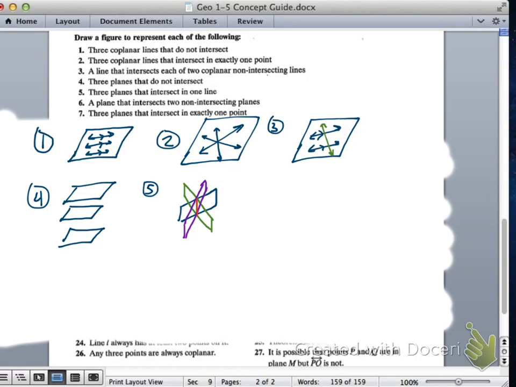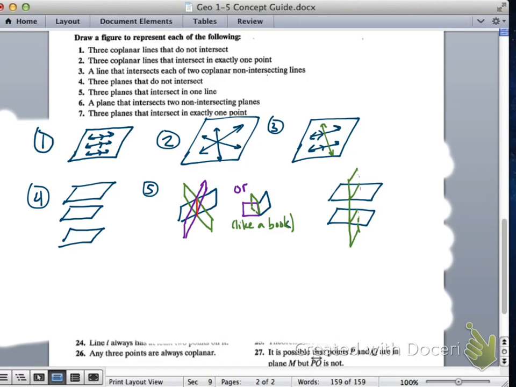Number 5, 3 planes that intersect at one line. You can kind of imagine the spine of a book. If you opened up the spine of it, you can have intersecting lines at the spine, and they're all going in different directions. A plane that intersects 2 non-intersecting planes, like a book again. Oh, that was just the other example there.